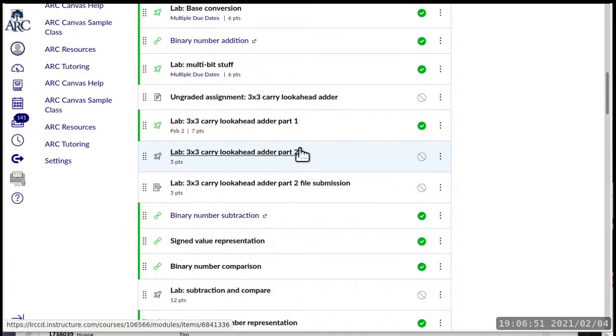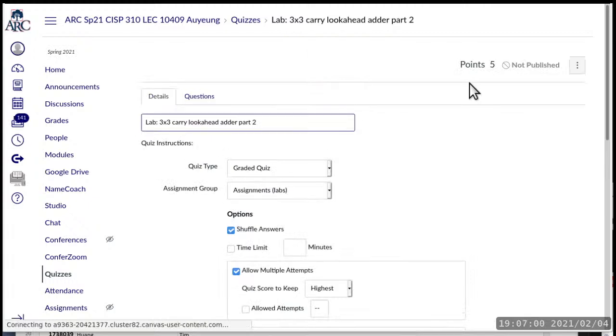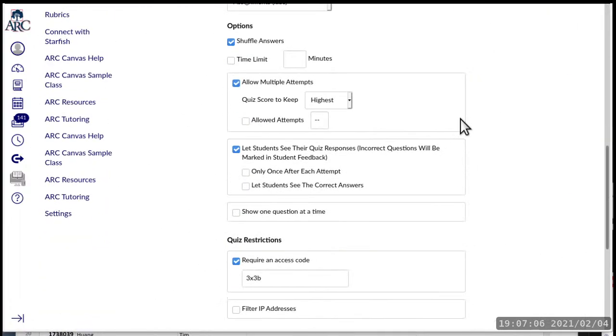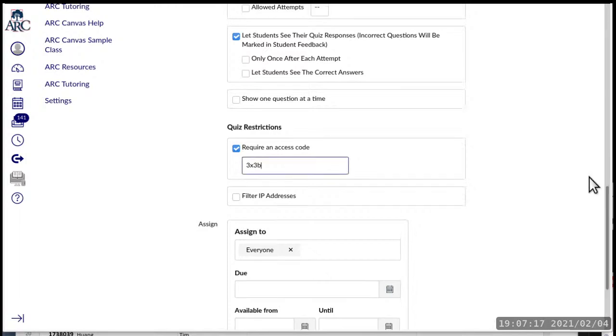So now we're going to go to carry look ahead adder part 2. And most of you will think, oh, I know what the key is going to be. It's going to be 3x3 part 2. No, that is not the case. I changed it. The key is 3x3b. 3x3b is the access code to the lab.